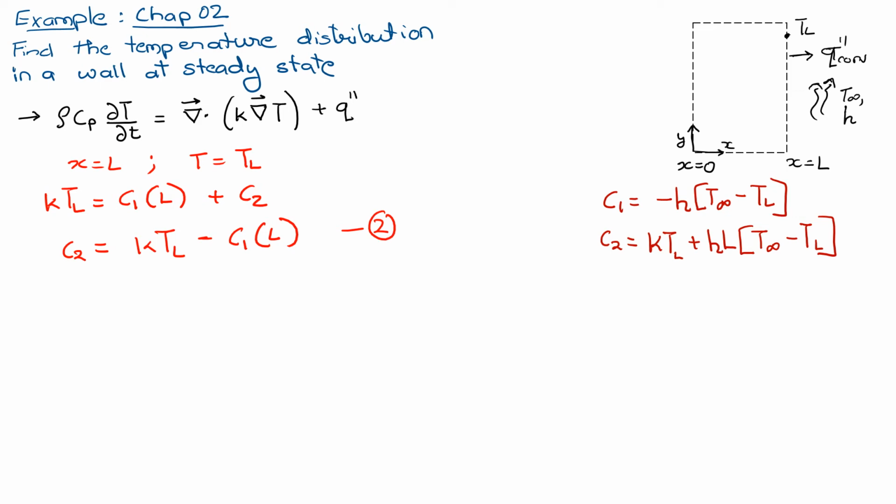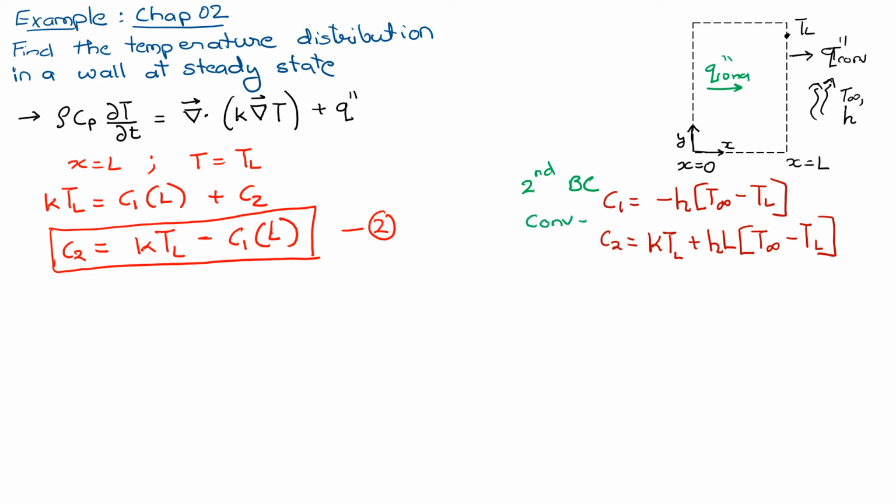So we got C2 as thermal conductivity times TL minus C1 times L, and we still need to find the value of C1. For that we'll use our second boundary condition, which is convection at x equal to L, since this is conduction in one direction.